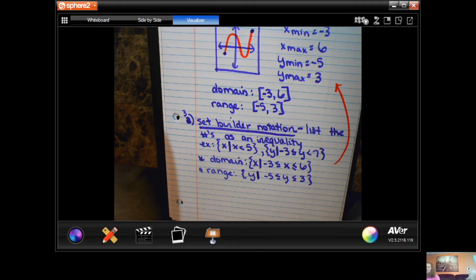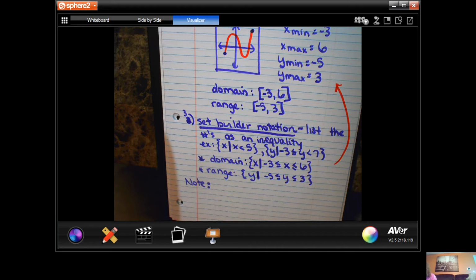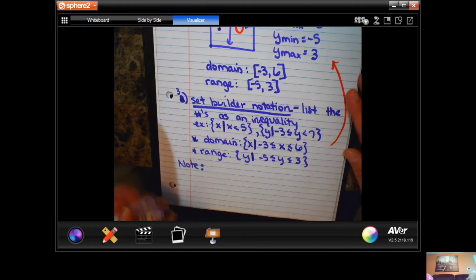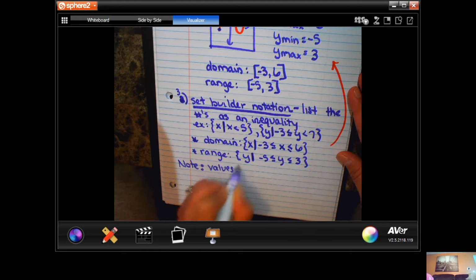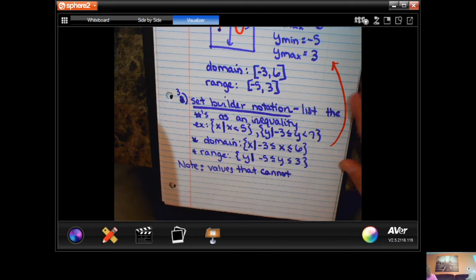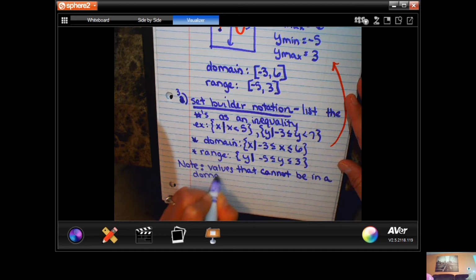Just a couple more notes and then we're done. I know these are quite long for notes. Just want to point out sometimes we can't have a domain. So can you put a note for me, right? N-O-T-E. So we're going to say values that cannot be in a domain of a function.